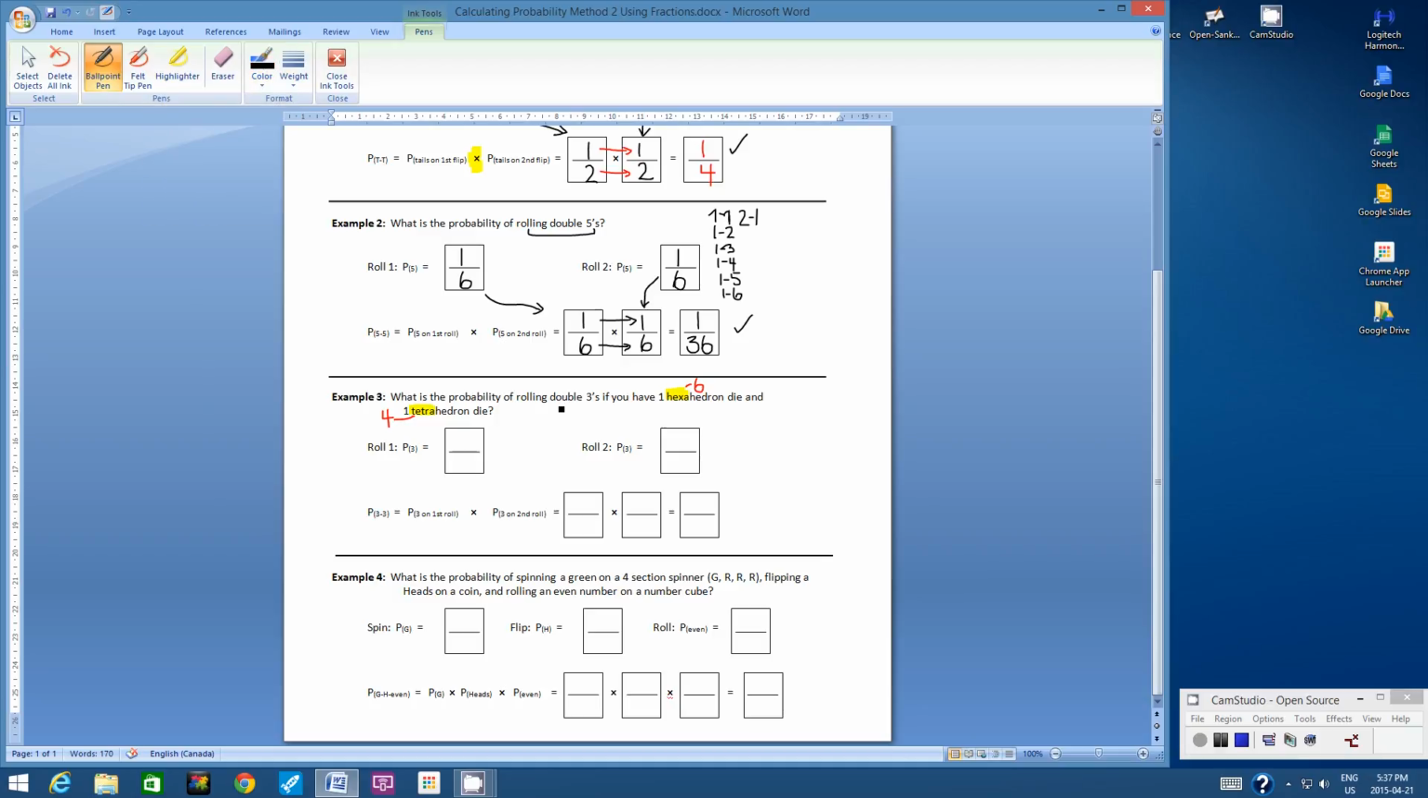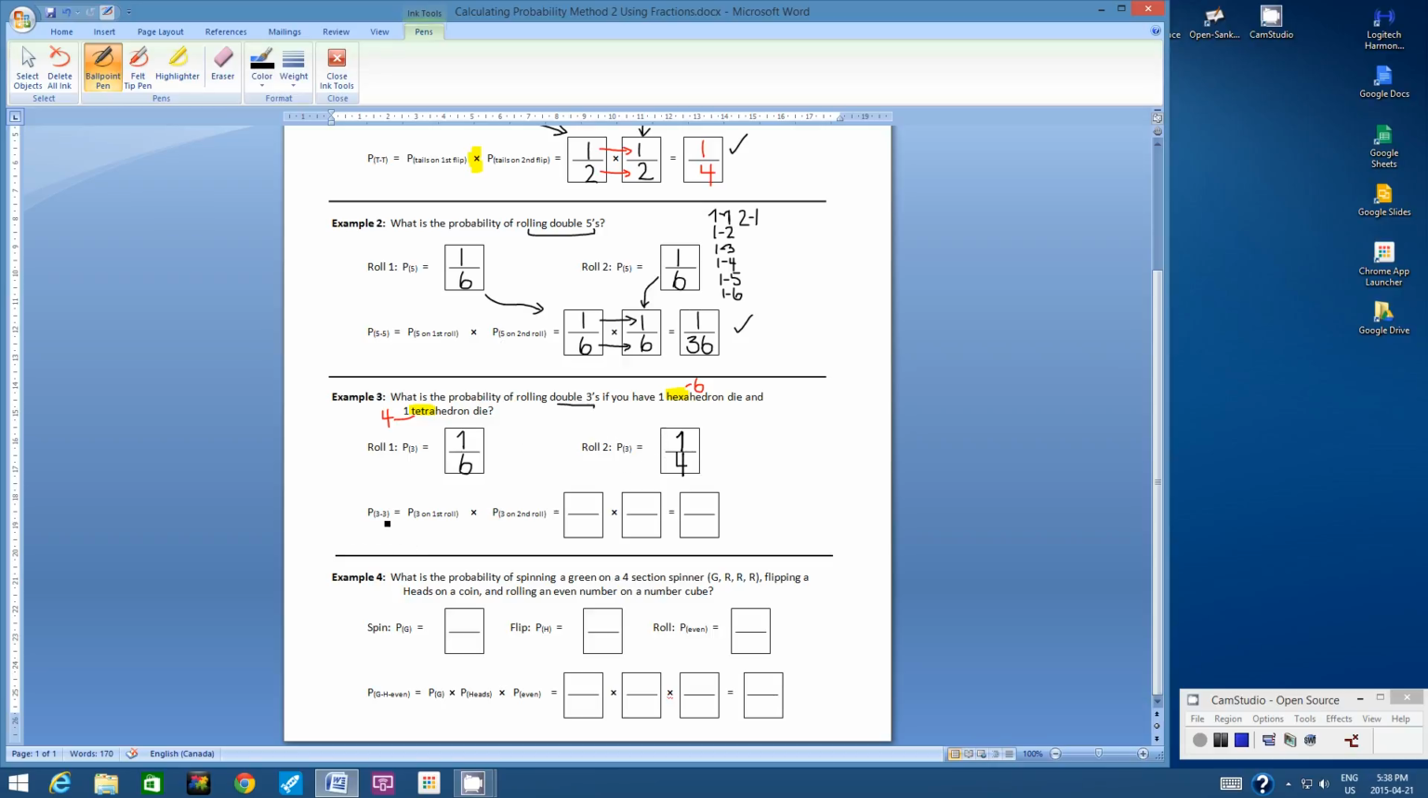Okay, so what we're going for is double 3s. So let's look at the first roll, of the first hexahedron die. So what is the probability of rolling a 3? Well, it has 6 sides, and the number 3 appears only one time on those sides. Okay, now let's look at roll 2. Roll 2, we're going to use the tetrahedron die. Tetrahedron has only the numbers 1, 2, 3, and 4. So the total number of outcomes is 4. And then how many times would a 3 appear? Well, it would appear one time. Okay, so you see now we have an example where these fractions are not the same.